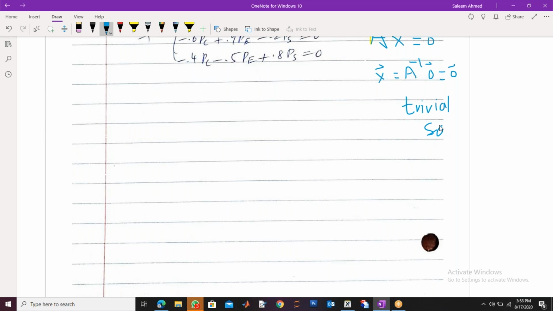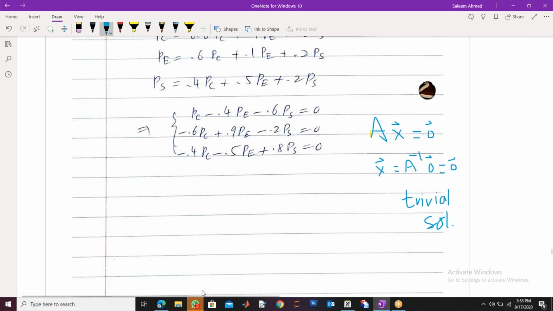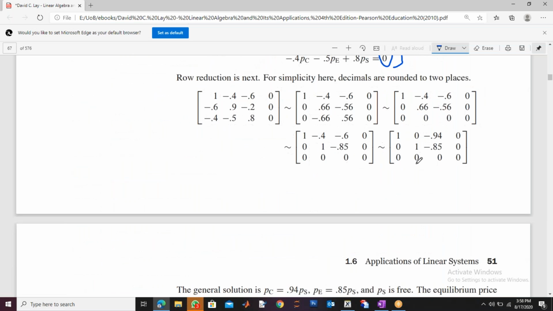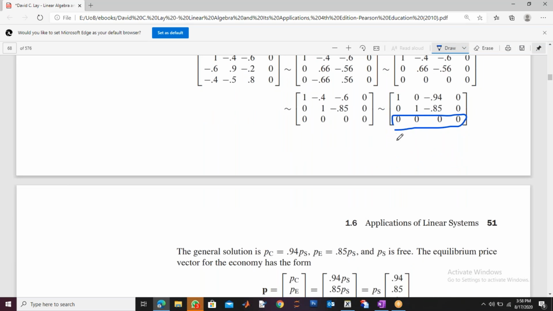I'm not interested in the trivial solution. We are interested in the non-trivial solution. So if we solve it, you see the third row becomes 0. It means I'm getting a free variable here. So how can we write it? We can write the first one as PC minus 0.94 PS is equal to 0, right? So I can bring it to the right side, so PC becomes 0.94 PS.